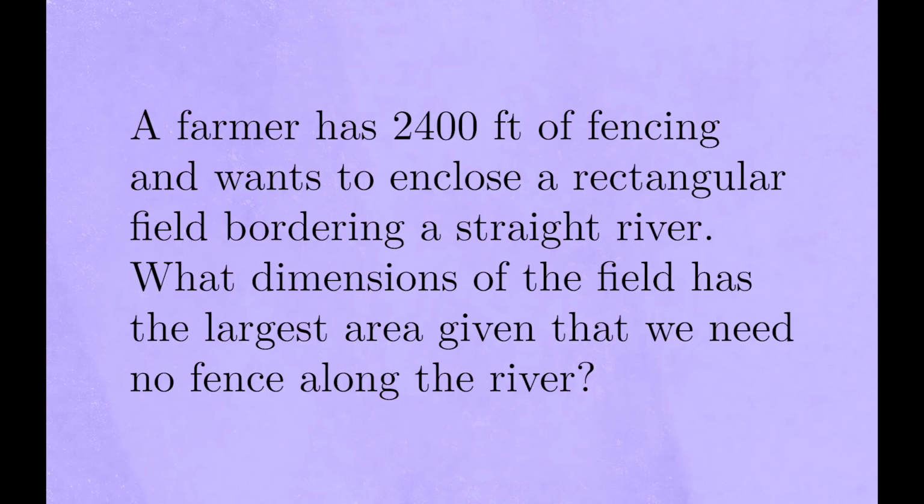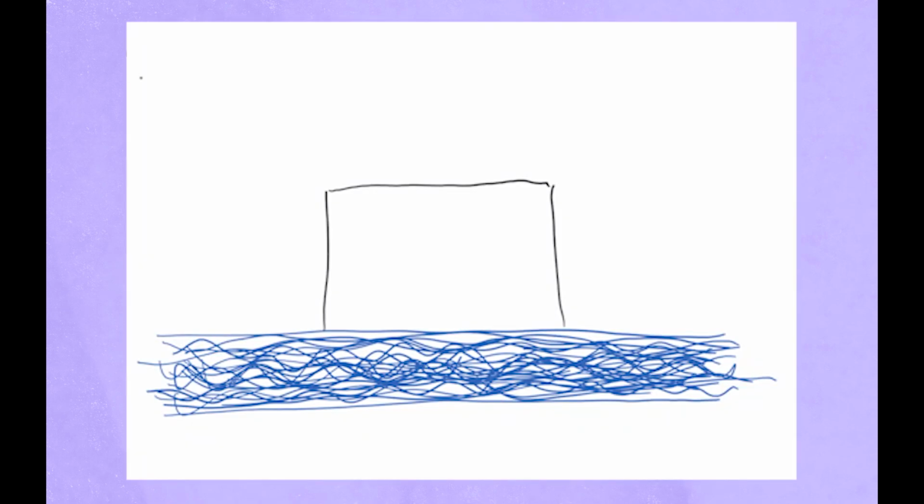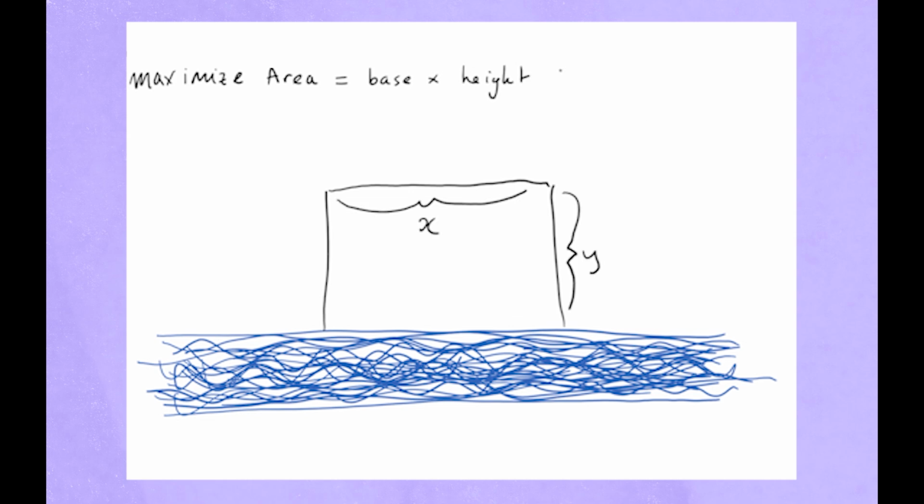To solve this problem, we want to re-express it in terms of finding the maximum or minimum value of a function. The problem says we are interested in the field of largest area, so a fair goal would be to maximize a function that expresses the area of the field. The field is rectangular, so its area is given by A equals base times height. We can name the sides whatever we like, but I will choose x and y because I happen to have drawn vertical and horizontal lines. So we want to maximize the function A equals x times y, but this is a function of two variables, and we only have tools to deal with one variable functions.